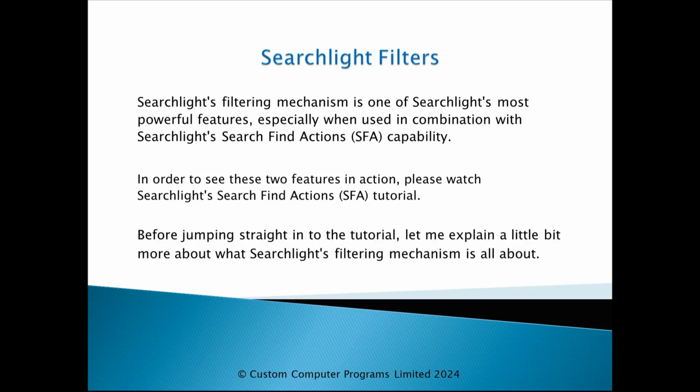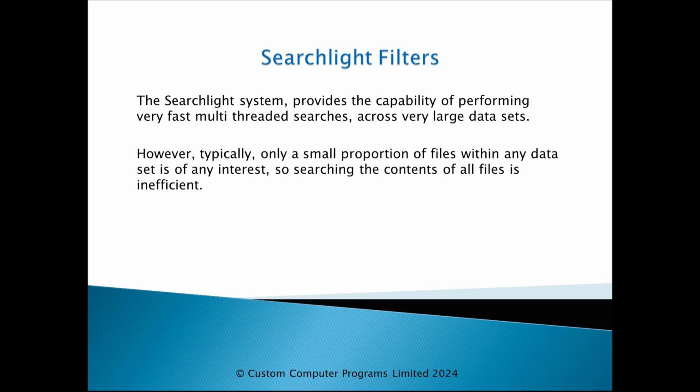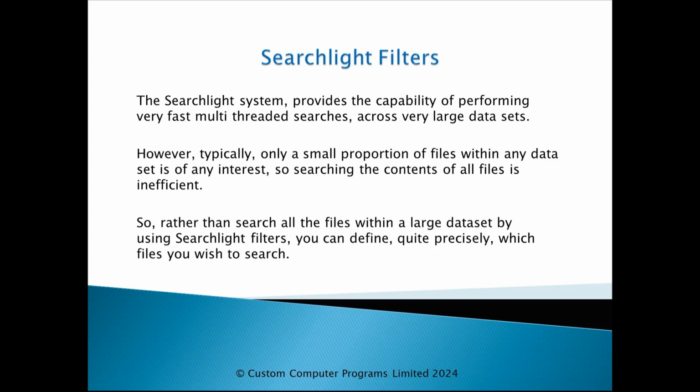Before jumping straight into the tutorial, let me explain a little bit more about what Searchlight's filtering mechanism is all about. The Searchlight system provides the capability of performing very fast, multi-threaded searches across very large datasets. However, typically, only a small proportion of files within any dataset is of any interest, so searching the contents of all files is inefficient. So, rather than search all the files within a large dataset, by using Searchlight filters, you can define, quite precisely, which files you wish to search.